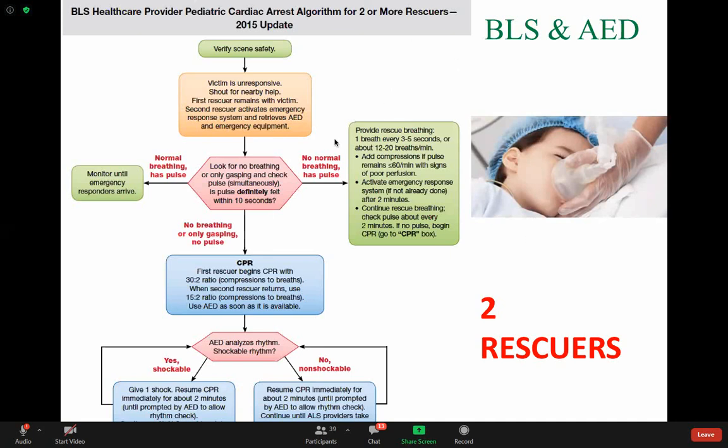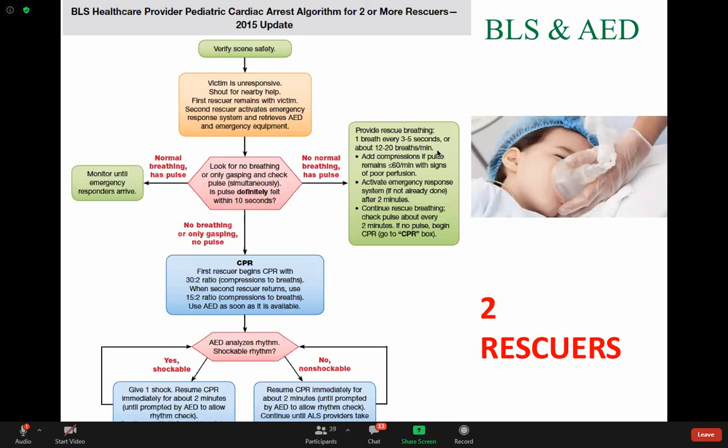Okay. So again, victim, scene safety, victim is unresponsive, you're going to call for help, the same as the adult. You're going to check for breathing the same as the adult. The only thing is that you're going to give more breaths, 1 breath every 3 to 5 seconds, or about 12 to 20 breaths per minute.